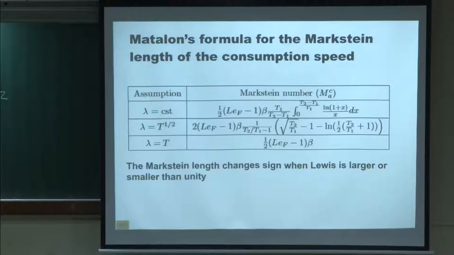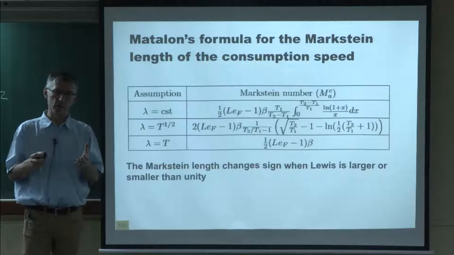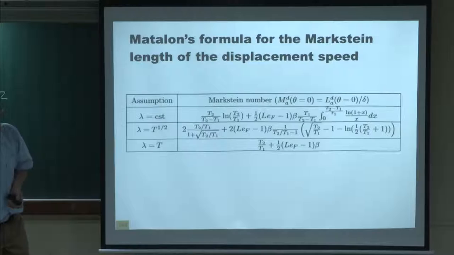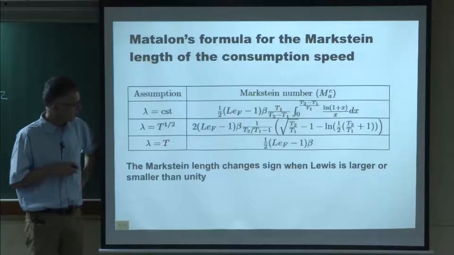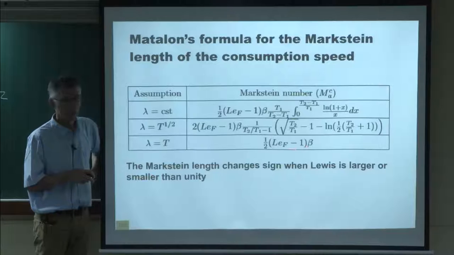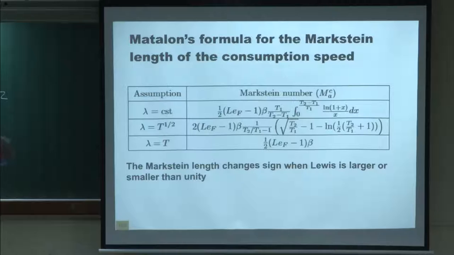There are Markstein lengths for the displacement speed and for the consumption speed. This one was for the displacement speed. For the consumption speed, you have the same type of expression. There's one term less, but it's the same type of expression. You see an interesting thing for the consumption speed: the Markstein length changes sign with the Lewis number compared to unity. So if you have above unity or below unity, in one case the flame will go up, in another case the flame will go down.